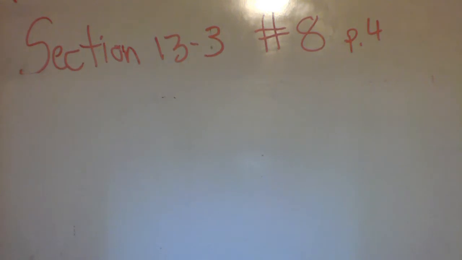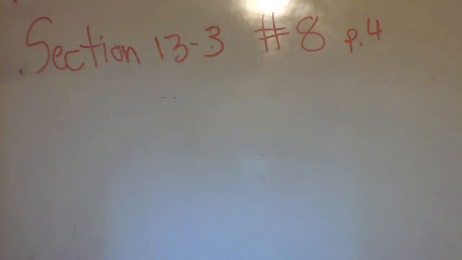This problem is from section 13.3, number 8, on page 4 of your homework sheets. The question reads, a gas occupies a volume of 458 milliliters at a pressure of 1.01 kilopascals and temperature of 295 Kelvin. When the pressure is changed, the volume becomes 477 milliliters. If there has been no change in temperature, what is the new pressure?